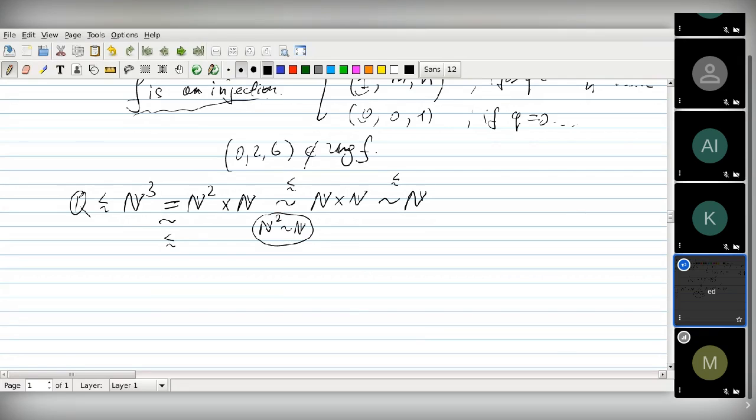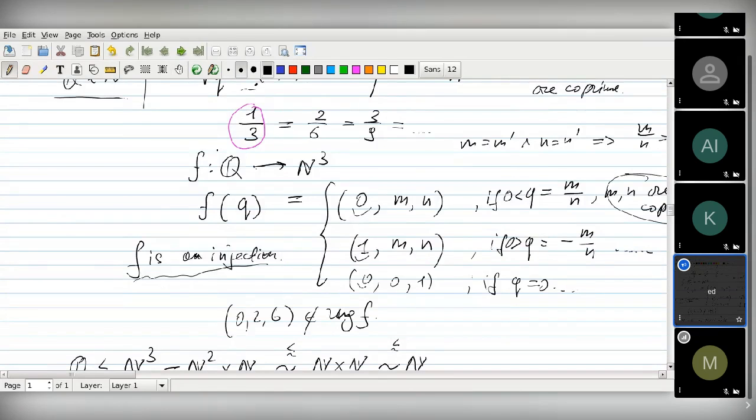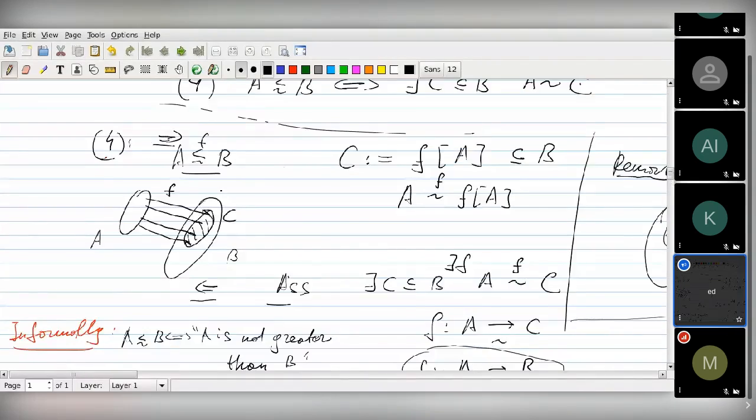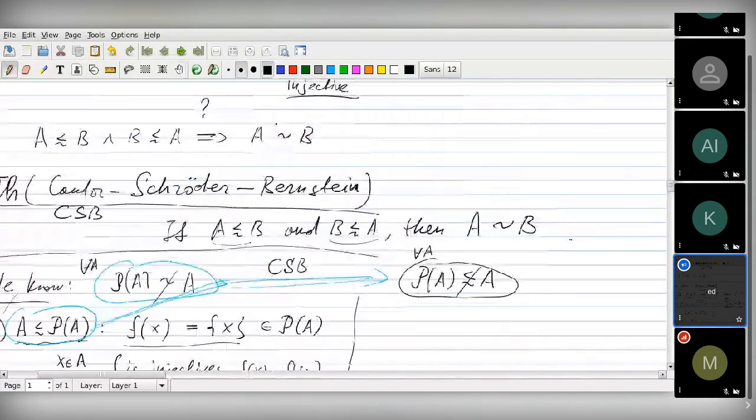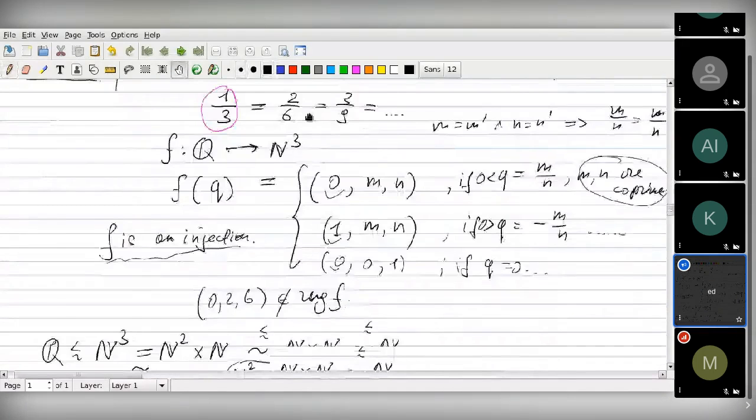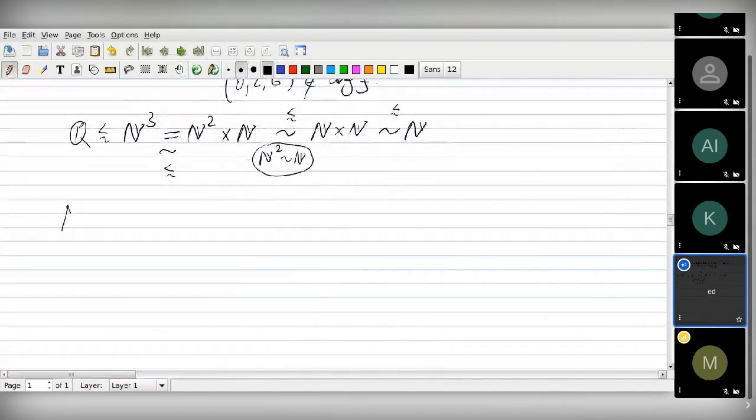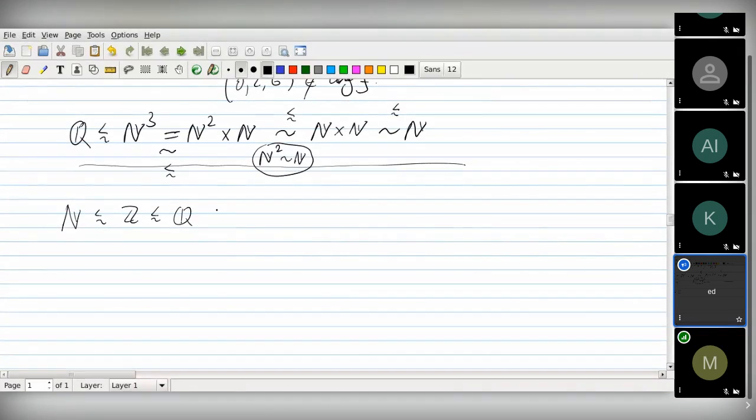So I see that embedding is transitive. You know that if A is embeddable into B and B is embeddable into C, then A is embeddable into C. So what do I have? I have that N is embeddable into Z, Z is embeddable into Q, and Q, as I can see, is embeddable into N. What does it mean? Q is equivalent to N.